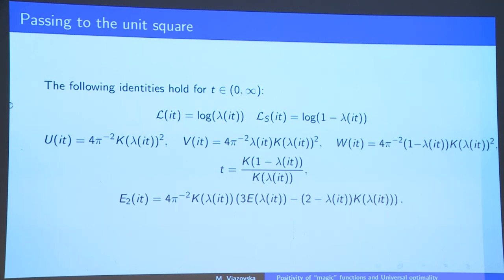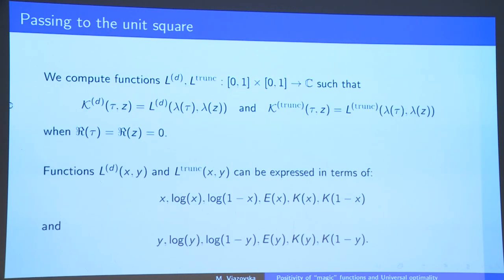And now, after we have done all this, we can make a substitution. So now we can compute two functions. Well, not two functions, actually. There are three functions. So functions L hat and L truncated, such that K of tau, z equals L evaluated at lambda of tau and lambda of z. And so we want these identities to again be valid if the real parts of tau and z vanish.